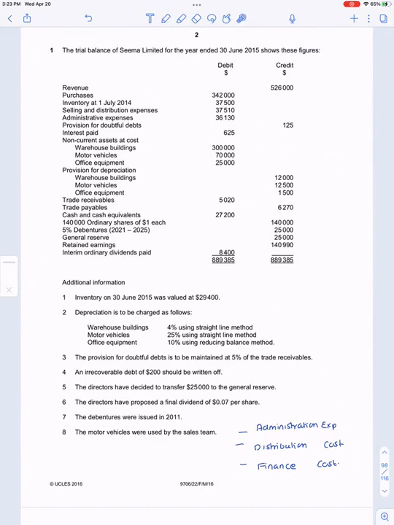Now I have revenue, purchases, opening inventory, selling and distribution, administration expenses, provision for doubtful debts. Okay. Do we write provision for doubtful debts in the income statement? We write increase or decrease in provisions. So we don't write provision for doubtful debts in income statement. Rather, we write increase or decrease. Can you all tell me what is increase or decrease for provision for doubtful debts?